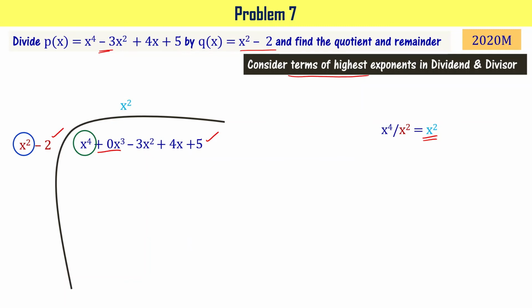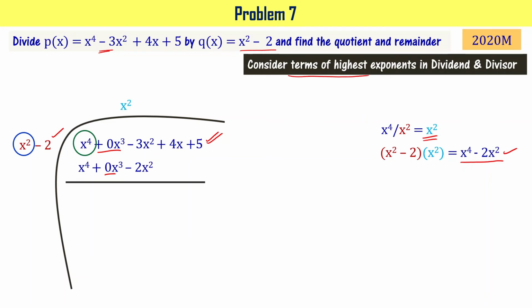Now I'm going to multiply x square minus 2 with x square, such that I get x power 4 minus 2x square as the product. Now we have to subtract this from the dividend. So let me write 0x cube as is again. When you have to subtract, the idea is you simply change the sign of the expression terms below, and sum them. Here x power 4 is positive, that's why I'm keeping a negative sign here.